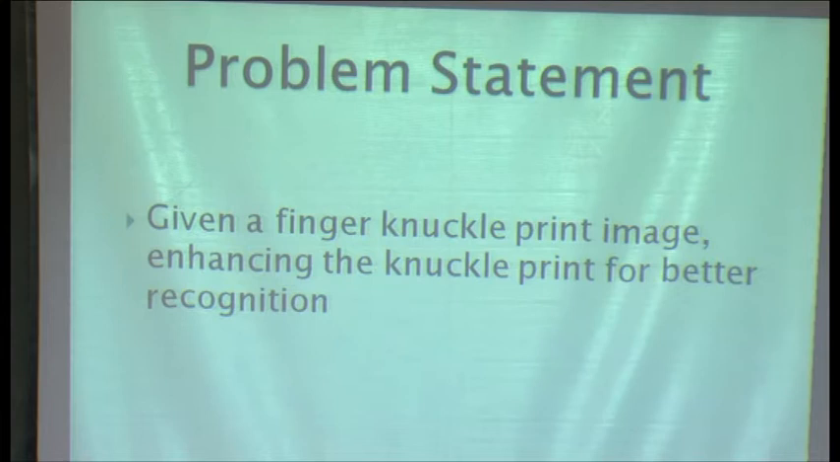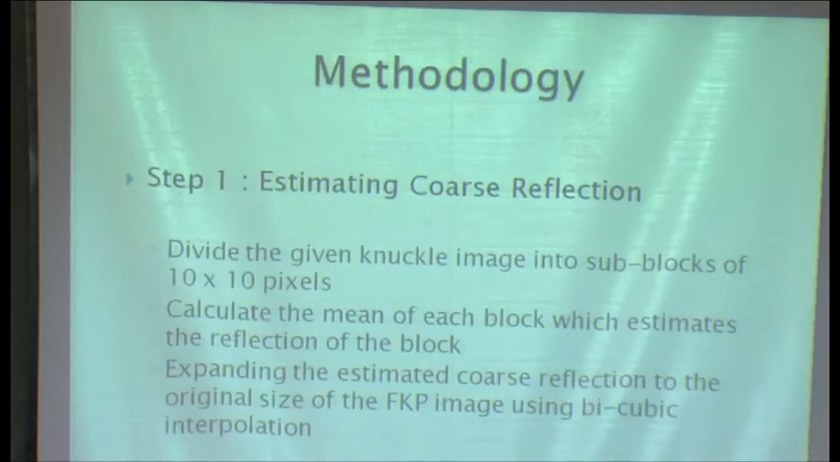So the method that I used: I divided the given image into sub blocks of 10 by 10 pixels, and first I had to make the brightness of the given image uniform. So I divided the image into 10 by 10 blocks, calculated the mean of every block, and then expanded the image to the original size using bicubic interpolation.